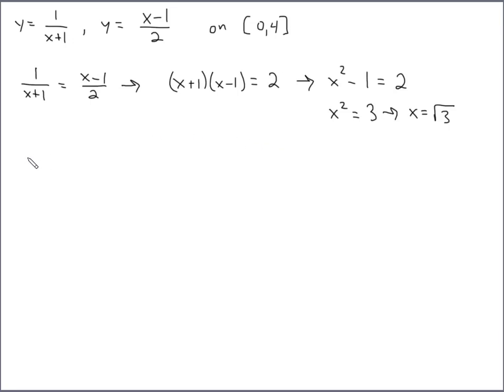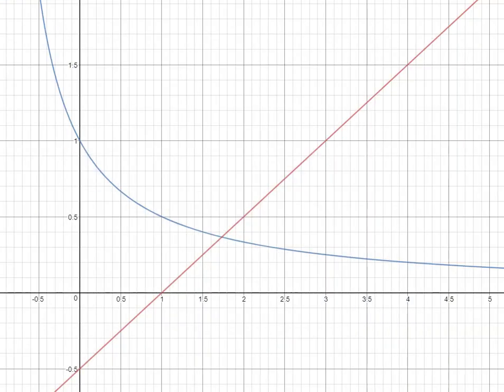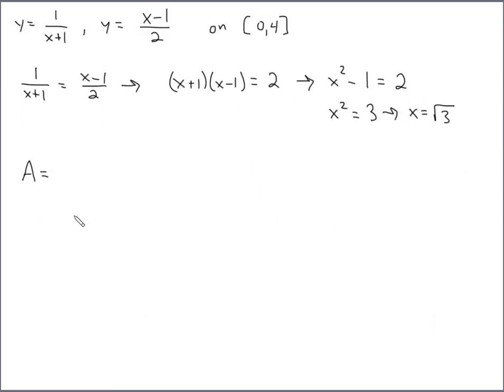So the integrals we'll set up will be for the total area. Let's see, I forgot which one was on top. First, the 1 over x plus 1 is the top function. So our first integral will be the integral from 0 to the square root of 3 of 1 over x plus 1, the top function there, and then minus the other one. For right now let's write it like this, x minus 1 over 2. Alright, so that's the idea.